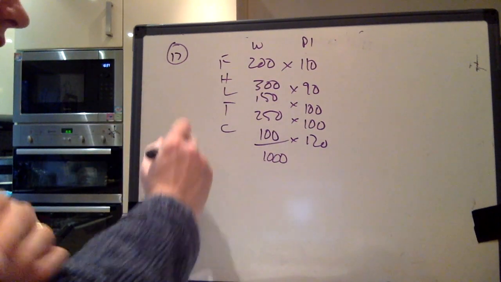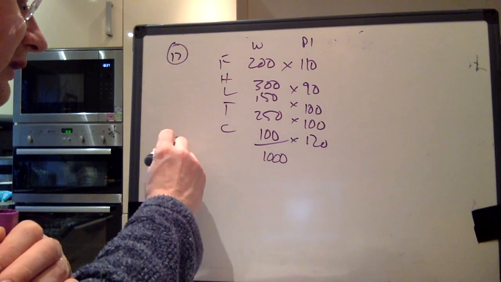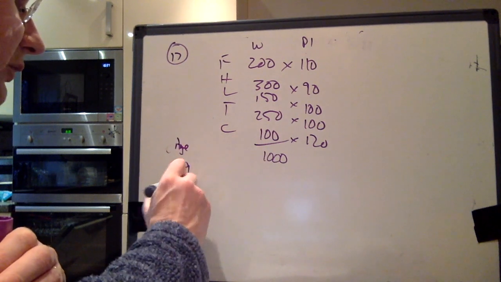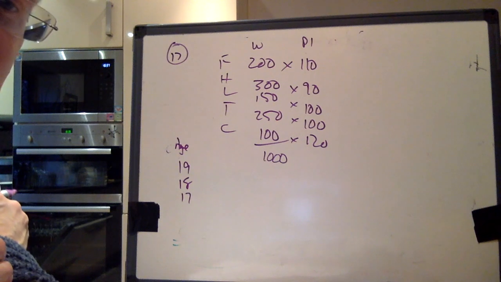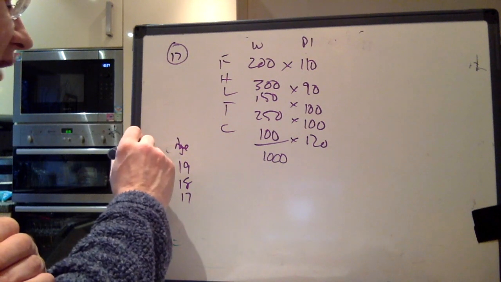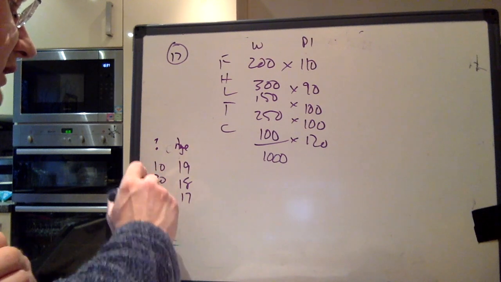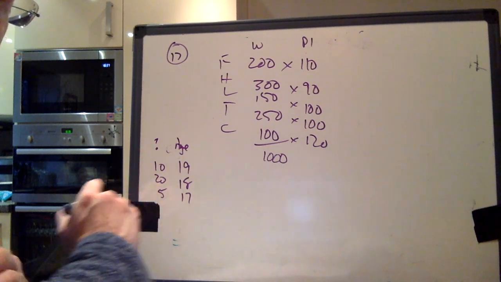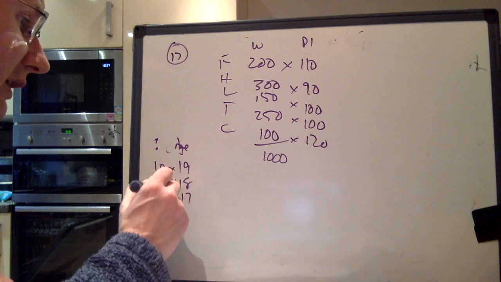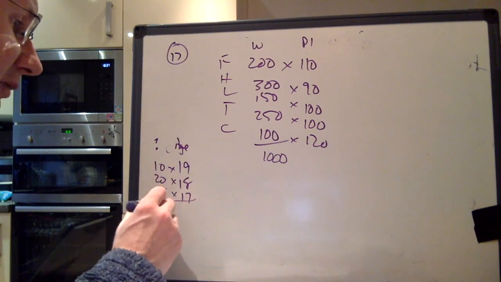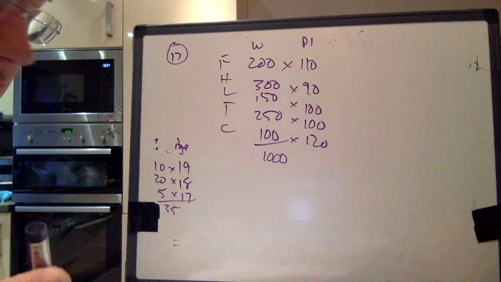This is the same principle as saying, suppose you had a party and you had 19-year-olds, 18-year-olds, and 17-year-olds, and you wanted to work out the average age. What we'd really need to know is how many people were there. And if there were 10 19-year-olds, 20 18-year-olds, and 5 17-year-olds, you just go, well, there are 10 at 19, 20 at 18, 5 at 17, and I'm going to divide the answer by 35. It's the same principle.